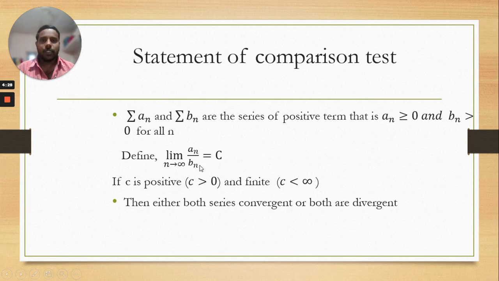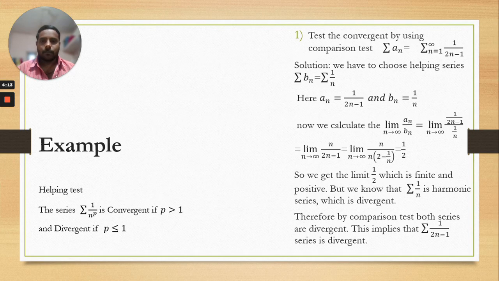If the value of this limit is c, and c is positive and finite, then either both series are convergent or both are divergent. Before moving on to the example, we know the helping test: the series summation 1 over n raised to p is convergent if the value of p is greater than 1, and this series is divergent if the value of p is less than or equal to 1.